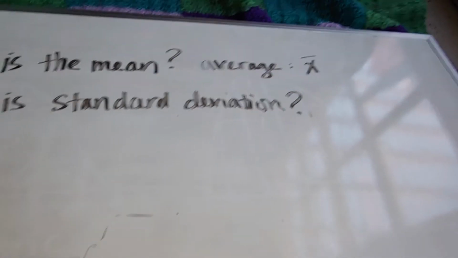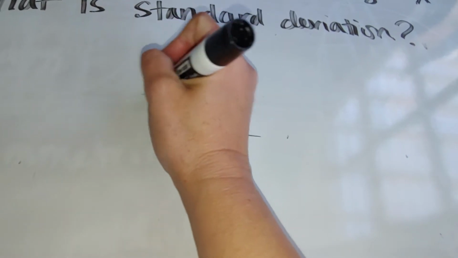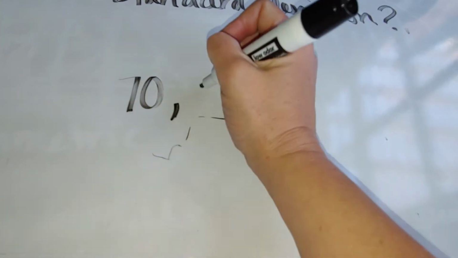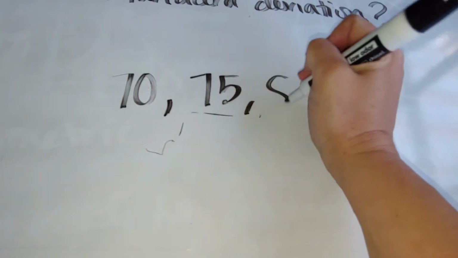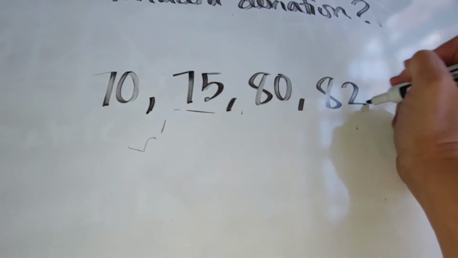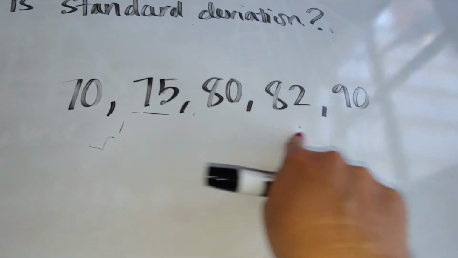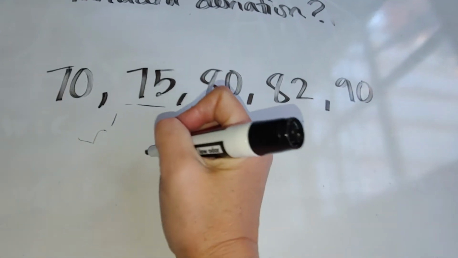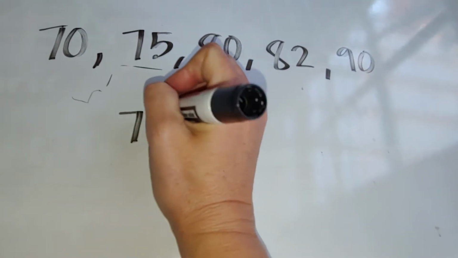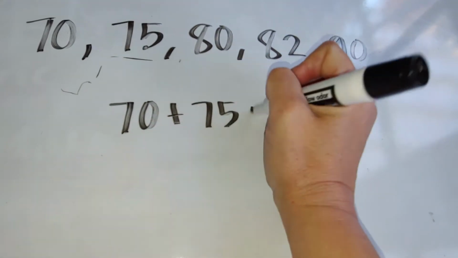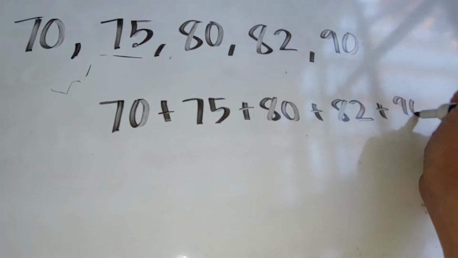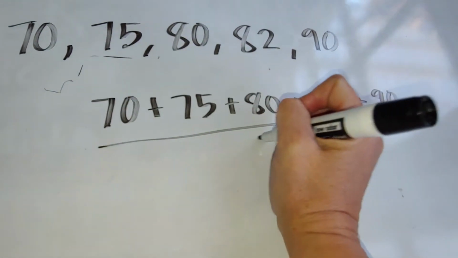And average, of course, means that if we had, let's say, 5 test scores, right? If you had 5 exams, and these were your scores, and you wanted to average them, we would just add them together, and then divide by the number of them that we have.